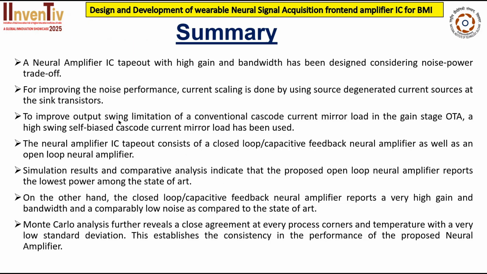And this is the overall summary of the work. A neural amplifier IC tape out with high gain and bandwidth has been designed considering the noise power trade-off. For improving noise performance, current scaling is done. To improve output swing limitations of the conventional cascode current mirror load in the gain stage OTA, a high swing self-biased cascode current mirror load has been used. And the IC tape out consists of two designs, as I have already told: closed loop and open loop design.